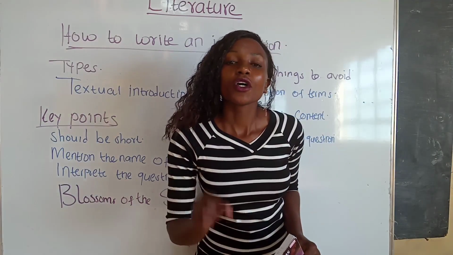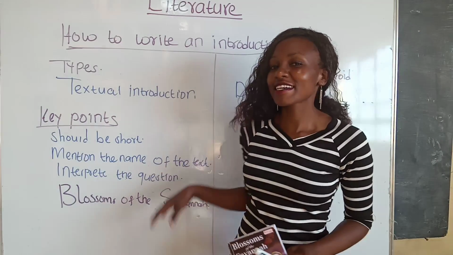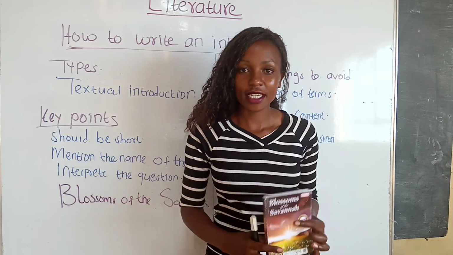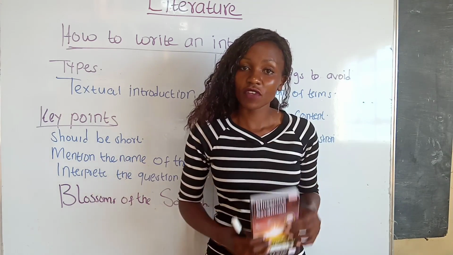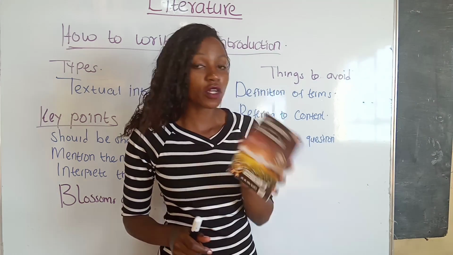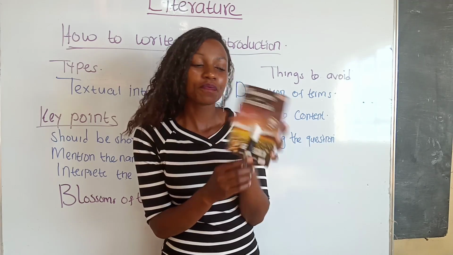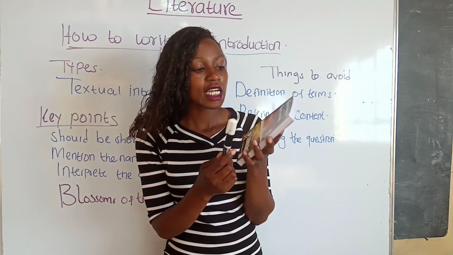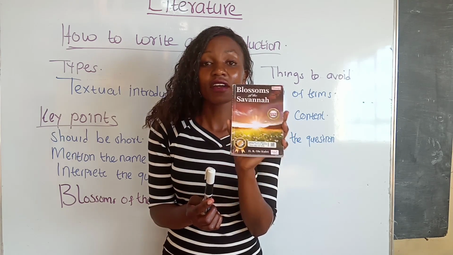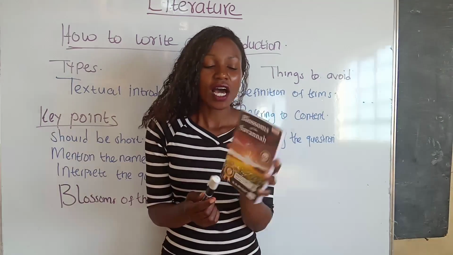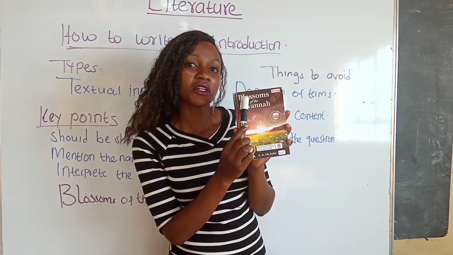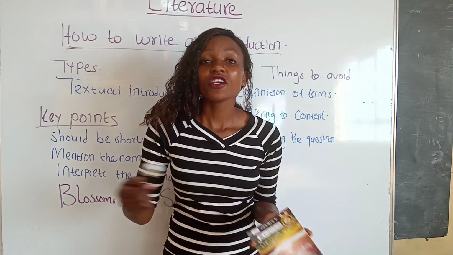And number 2, you're supposed to mention the name of the text in your introduction. And when it comes to mentioning the name of the text, there's a certain way in which the name of the text is supposed to be written. I have my Blossoms of the Savannah here. You see the way it's written, exactly the same way. The word Blossoms is capitalized and the word Savannah is capitalized. So your introduction should be written that way, the same way. Otherwise, when you write it using small letters, small b and small s for savannah, you might end up losing some marks.